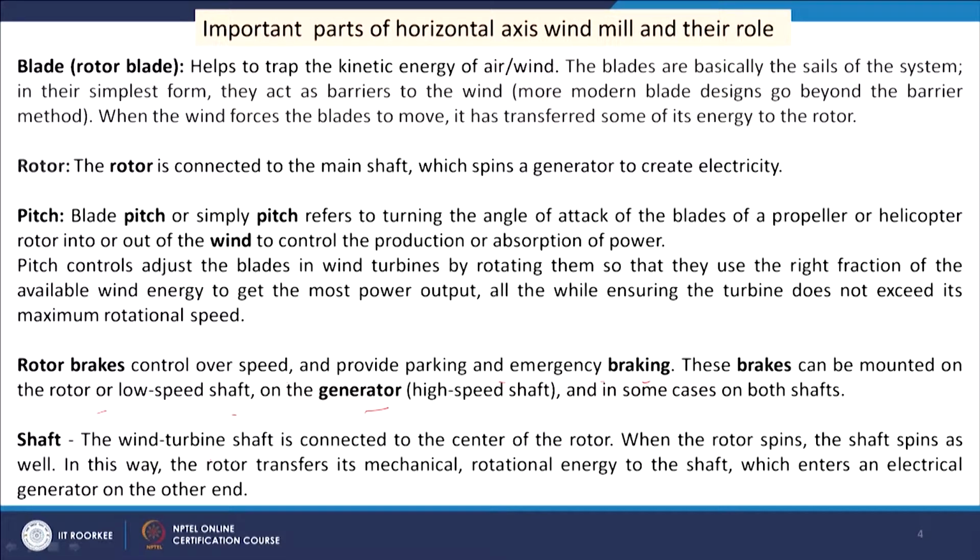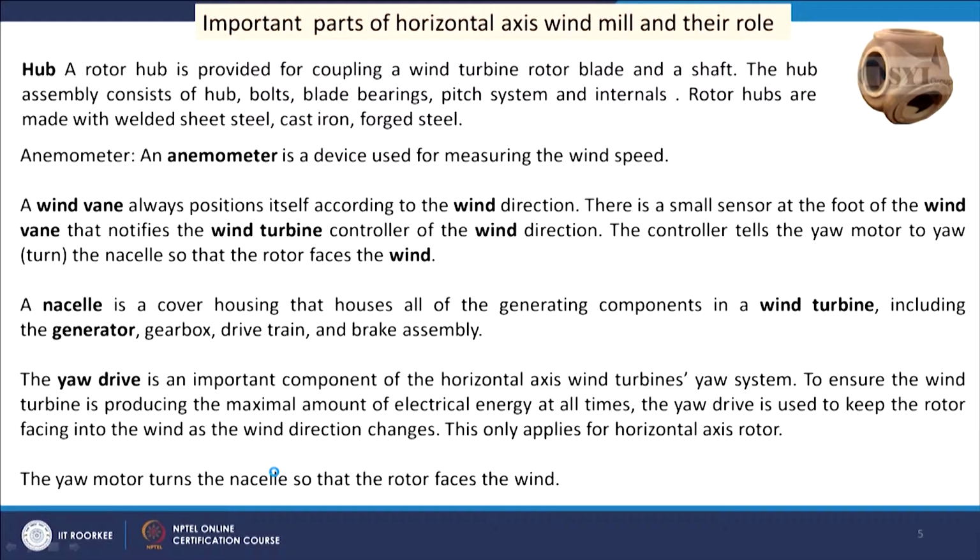Then the wind turbine shaft is connected to the center of the rotor. When the rotor spins, the shaft spins as well. In this way, the rotor transfers its mechanical rotational energy to the shaft, which enters an electrical generator on the other end. And then hub, the hub is important because it gives connection to the low speed shaft as well as the blades of the rotor. So, rotor blades and shaft get connected with the hub.